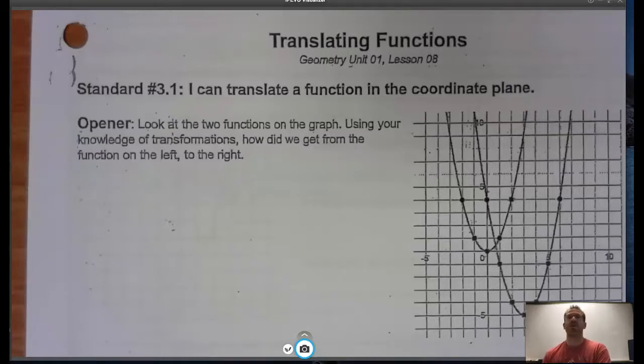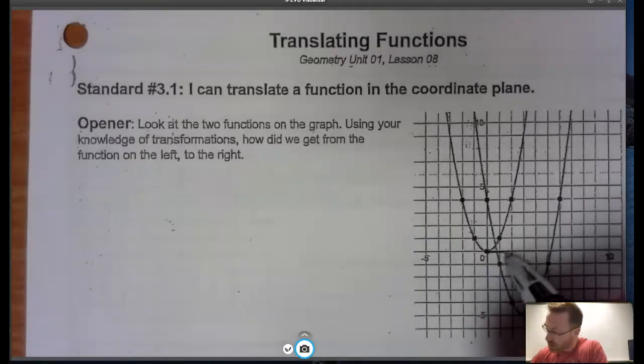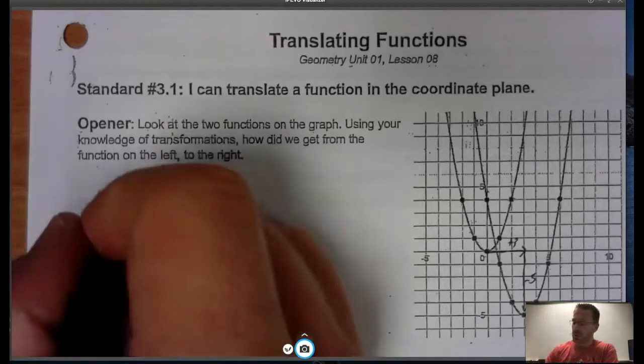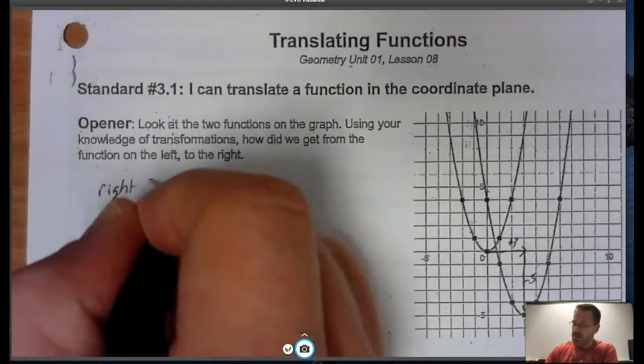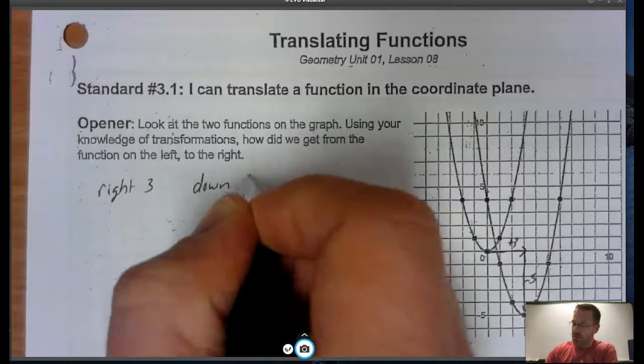All right, so hopefully, when we look at this graph on the left and we get to the graph on the right, hopefully you said, okay, we go to the right 1, 2, 3, and then I go down 1, 2, 3, 4, 5. All right. So we went to the right 3, and we went down 5.